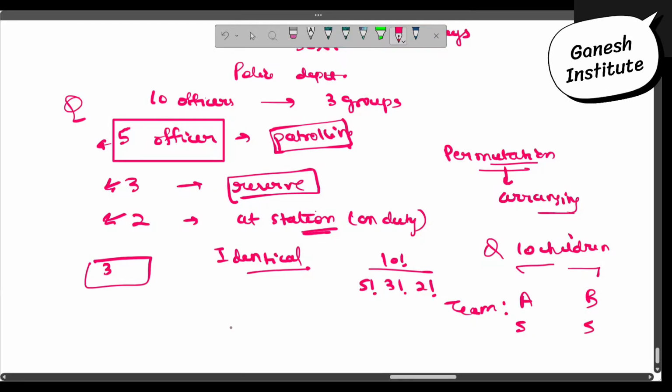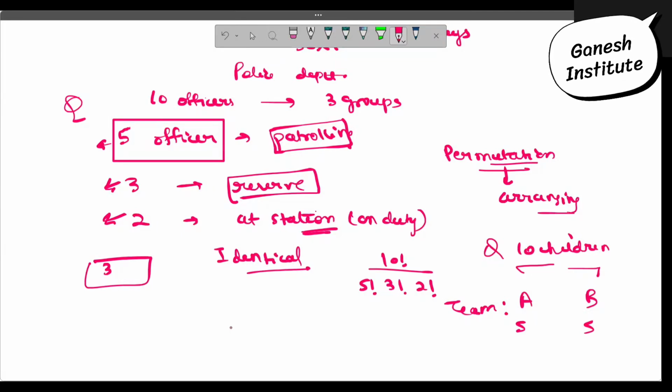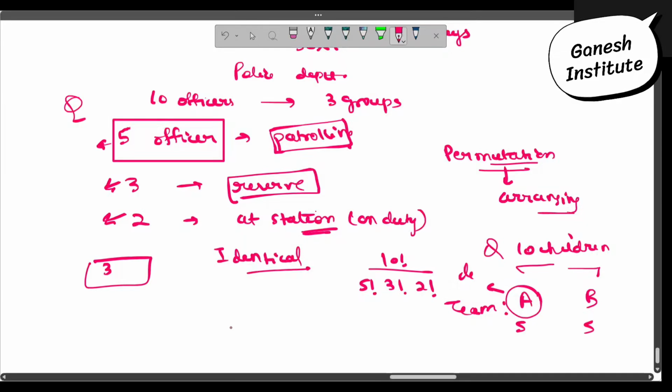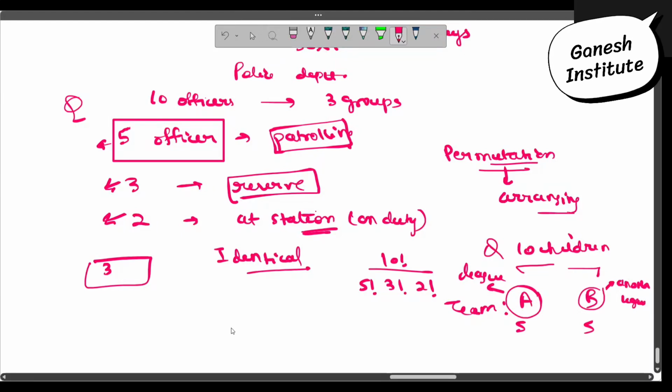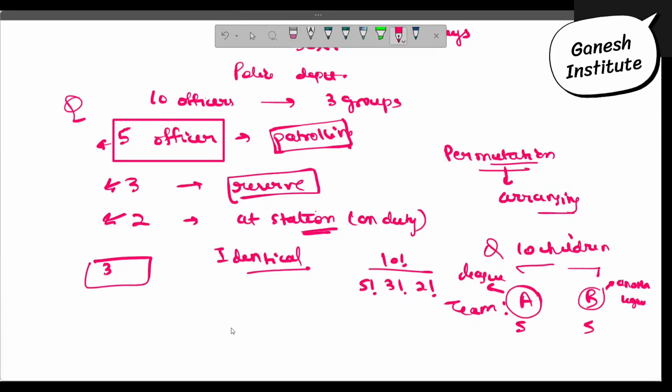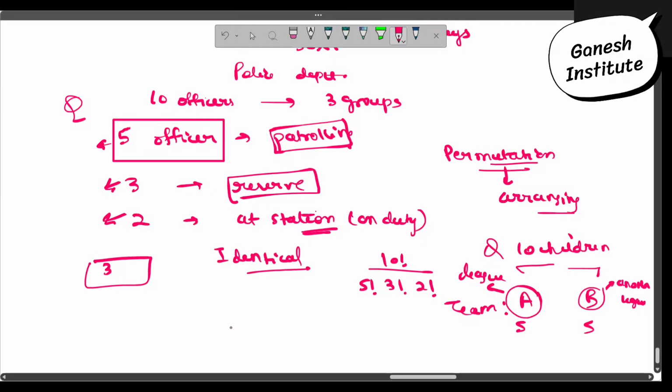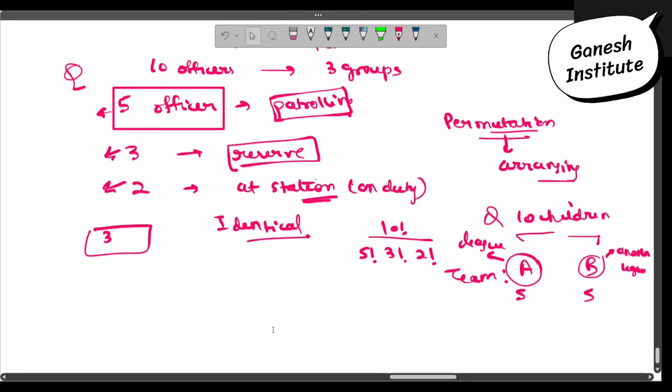Total how many players? How many divisions are possible? So this team will play in one league and this will play in another league. So how many different divisions are possible? What do you think? 10, 20. I'm not getting this question honestly.